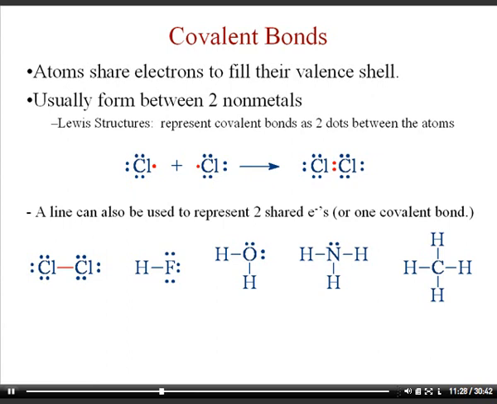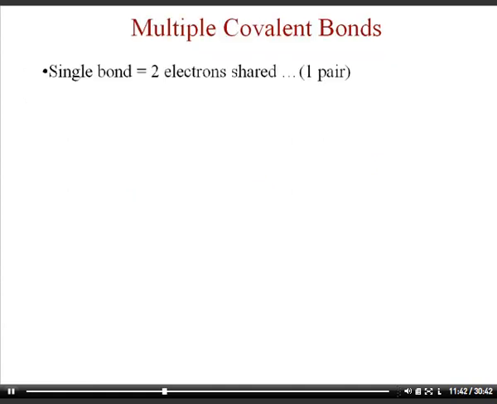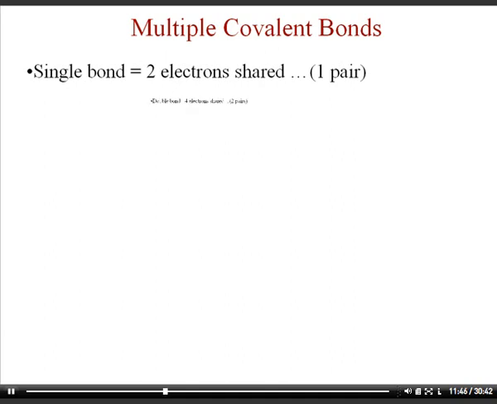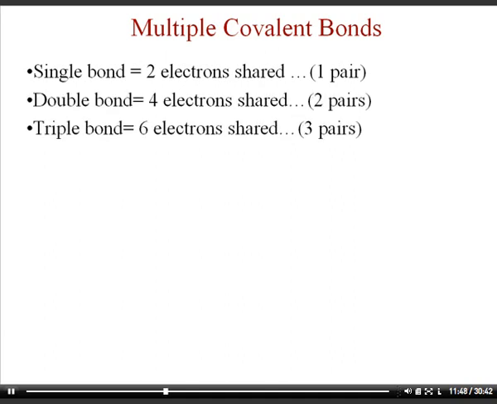And if you count how many electrons are around each of these atoms, they all have 8 if they're a nonmetal, and they have 2 if they're hydrogen, because 8 would make the octet rule, and so those elements would be stable, and hydrogen only needs 2 electrons around it to be stable. Then we have multiple covalent bonds. A single bond is just 2 electrons being shared. That would be 1 pair, but you have double bonds and triple bonds, so you can have 2 pairs or 3 pairs. There are no quadruple bonds.